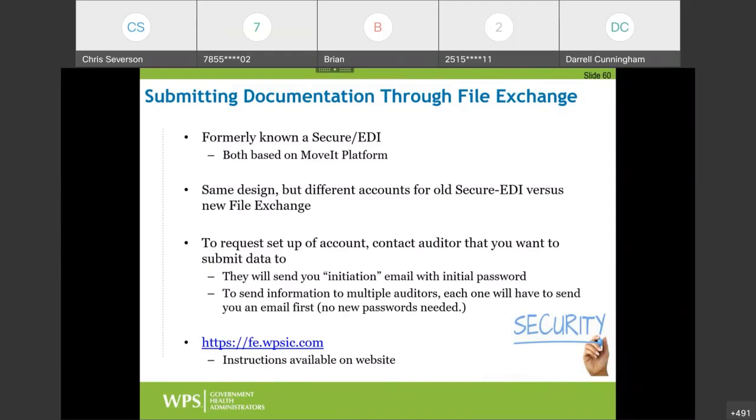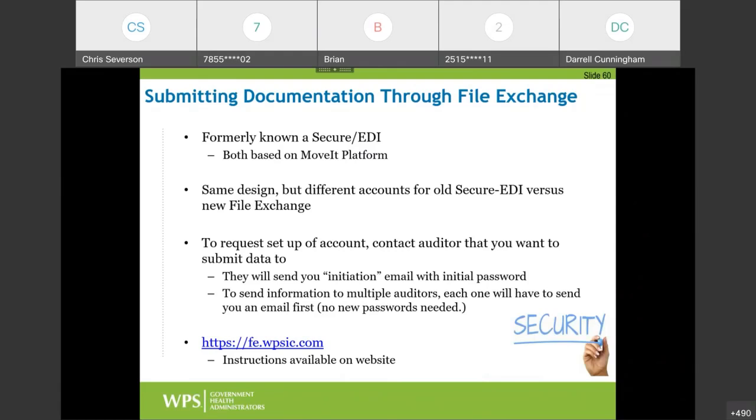So to request the setup of the account, if you've not used the new file exchange yet, just like before, you just need to contact the auditor that you're dealing with and just send them a regular email, and they'll respond with an initiation email through file exchange, and then they'll send you your initial password. And now if you do want to send information to multiple auditors, each one is going to have to send you an email first. You need to be set up by each person, by each auditor.